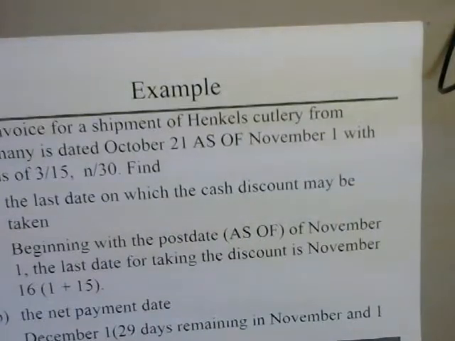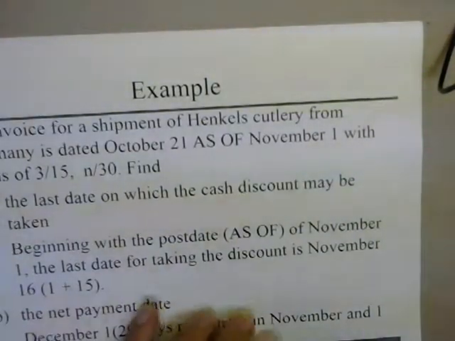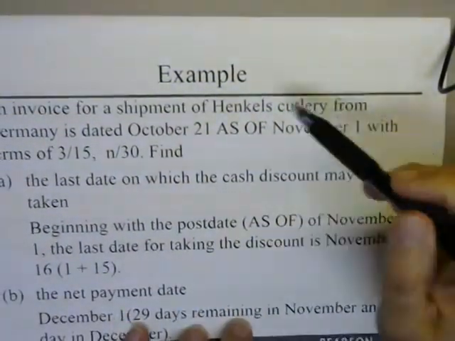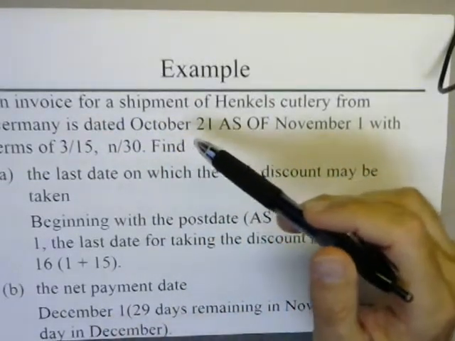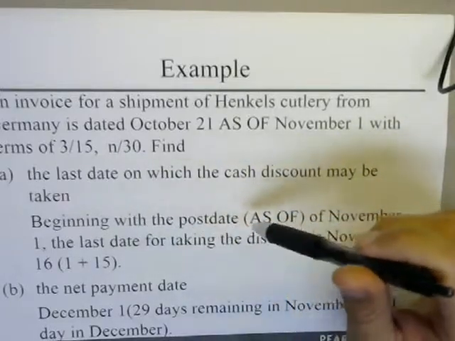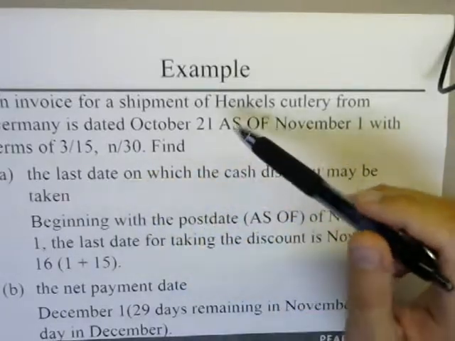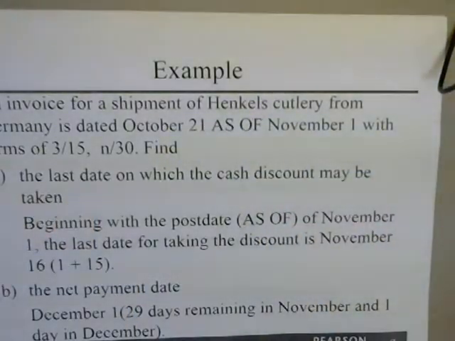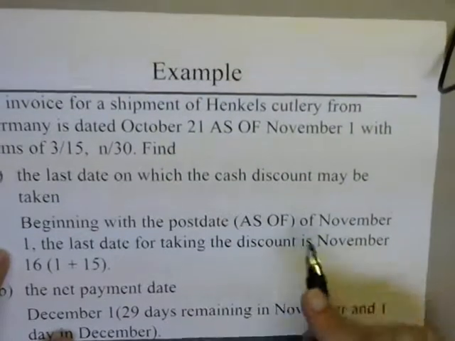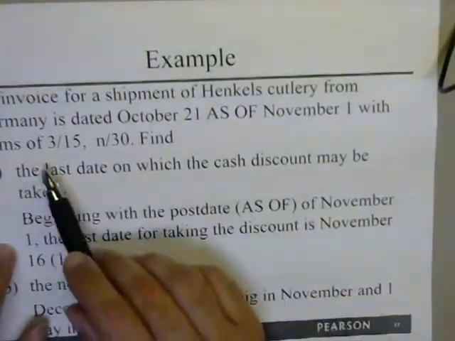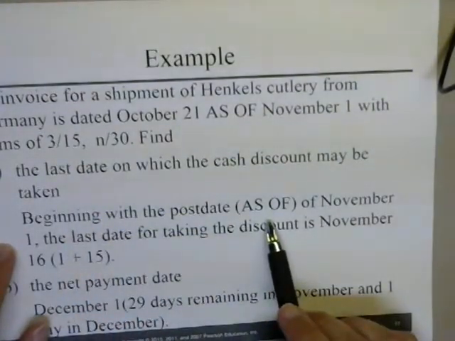So let's look at an example here. Let's say that an invoice for shipment of Henkel cutlery from Germany is dated October 1st as of November 1st with terms of 3/15 net 30. Find the last date at which the cash discount may be taken. Because it's post-dated, you wouldn't begin on October 1st. You'd begin on November 1st. So you'd have 15 days after November 1st, after the post date, to take a 3% discount.